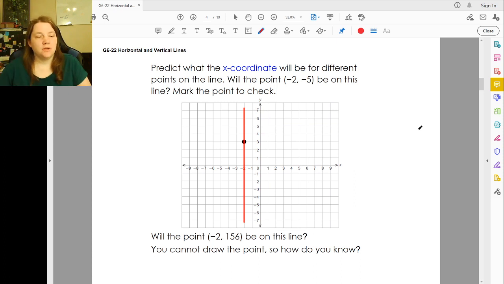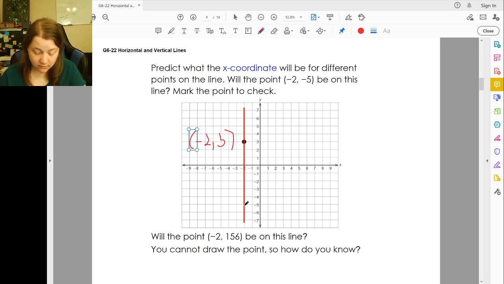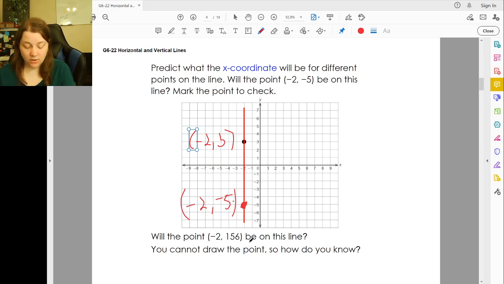What will the x-coordinate be for different points on the red line? Well, we know that we're at negative 2, 3 right here. Negative 2, 3. Will negative 2, 5 be on this line? Yes, because negative 2 still means it's going to be somewhere on the red line. Negative 2, negative 5 will end up being right here. And I know this because I remember it's run, then jump. Will negative 2, 156 be on this line? Yes, because I'm going to run negative 2 and then jump all the way up to wherever 156 is.